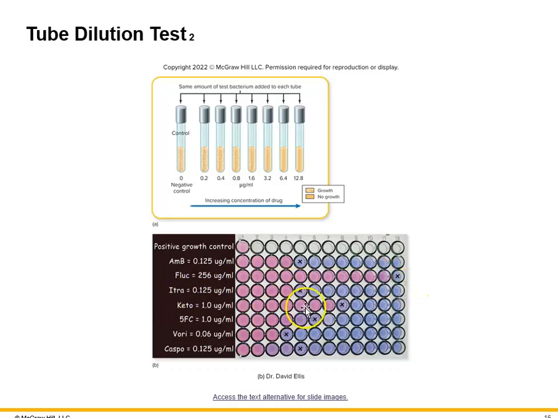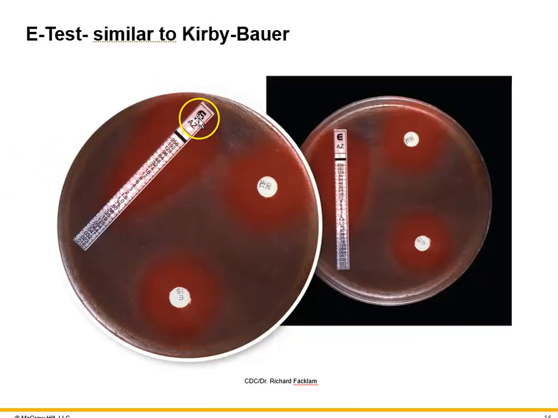So you can kind of see where the X is where we got the color change, and that's showing us the minimum inhibitory concentration. Now, there is what's called an E-test. That was our tube dilution test where we get the concentration, but you can also get a concentration on a Mueller-Hinton plate with our Kirby-Bauer by using a strip of paper. And these strips have different concentrations of an antimicrobial that have been placed on that paper strip.